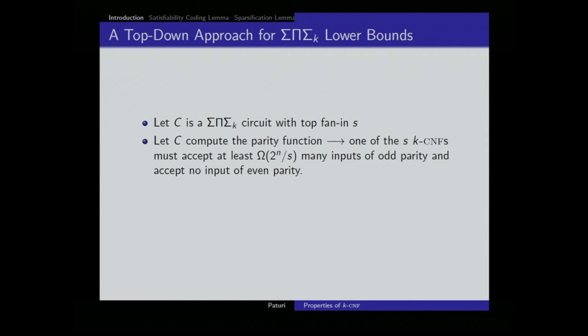All the KCNFs together must account for all inputs of odd parity, and each one of the KCNFs must reject even inputs. So that's the kind of constraint we have in the circuit. Therefore, we can say one of the circuits must accept at least that many inputs.